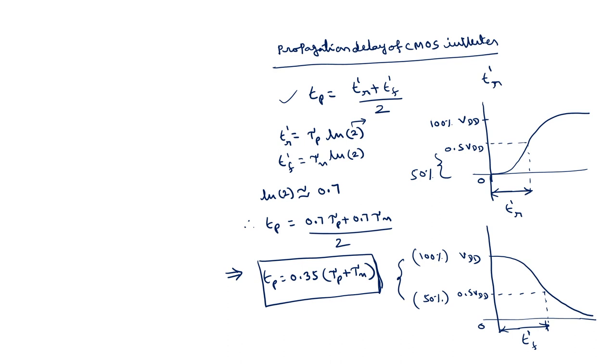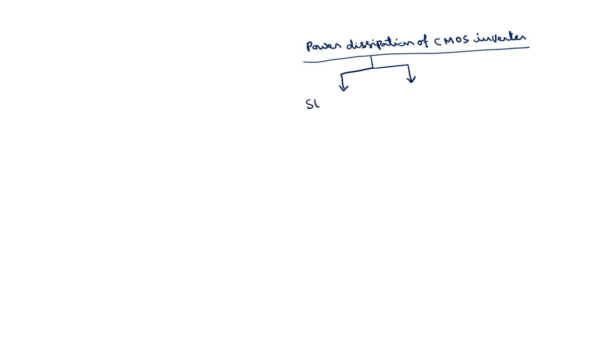For any digital circuit, the important parameters are the speed, which is inversely proportional to propagation delay, and the other one is power consumption or power dissipation. Now, what is the power dissipation of the CMOS inverter? We have two types of power dissipation. One is called static, due to DC, and another is called dynamic, due to transient input.